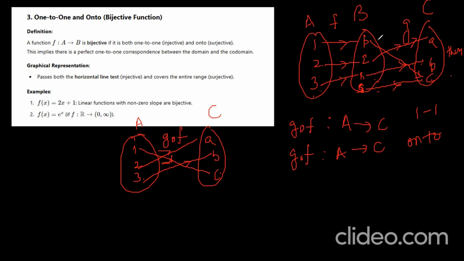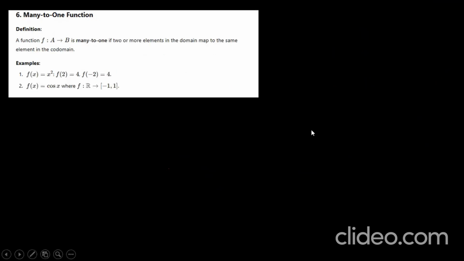Let us observe the next type of thing, inverse function. Next, many to one function. After that, we will go to inverse. Many to one function means F maps A into B many to one, if two or more elements in the domain map to the same element in the codomain. Okay. That is called many to one. Got it? Yes.